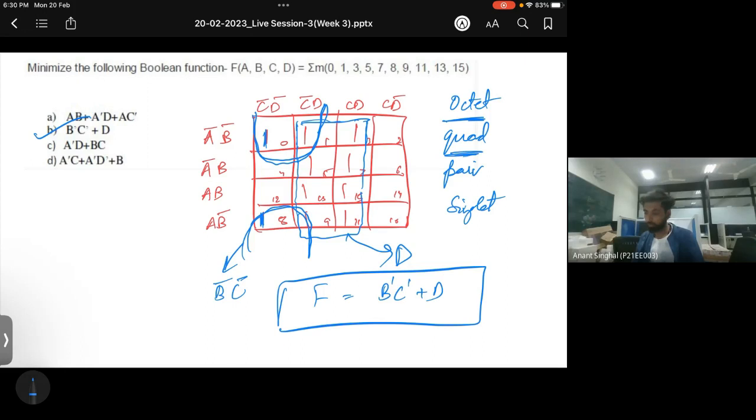Zero is not minterm. Yeah, zero is given as a minterm. Here it is. Please specify your doubt, Santosh. What do you mean by zero is not a minterm? Okay.